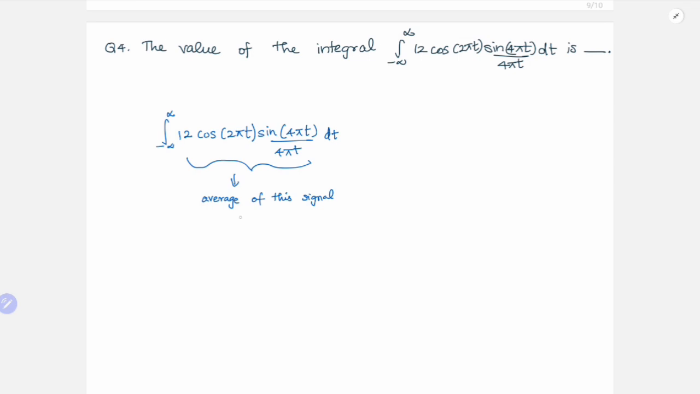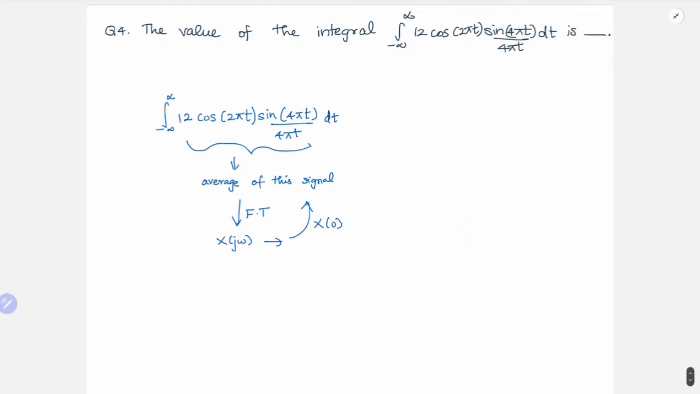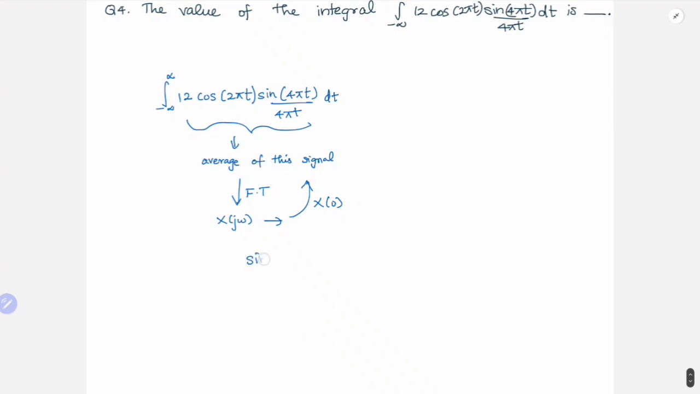So if you are somehow able to find the Fourier transform X of j omega, this will be nothing but x of 0. So let us try to do it that way. For that I will first take sine of 4 pi t by 4 pi t. So what is this Fourier transform? Here w is 4 pi and there is a factor of 1 by 4.